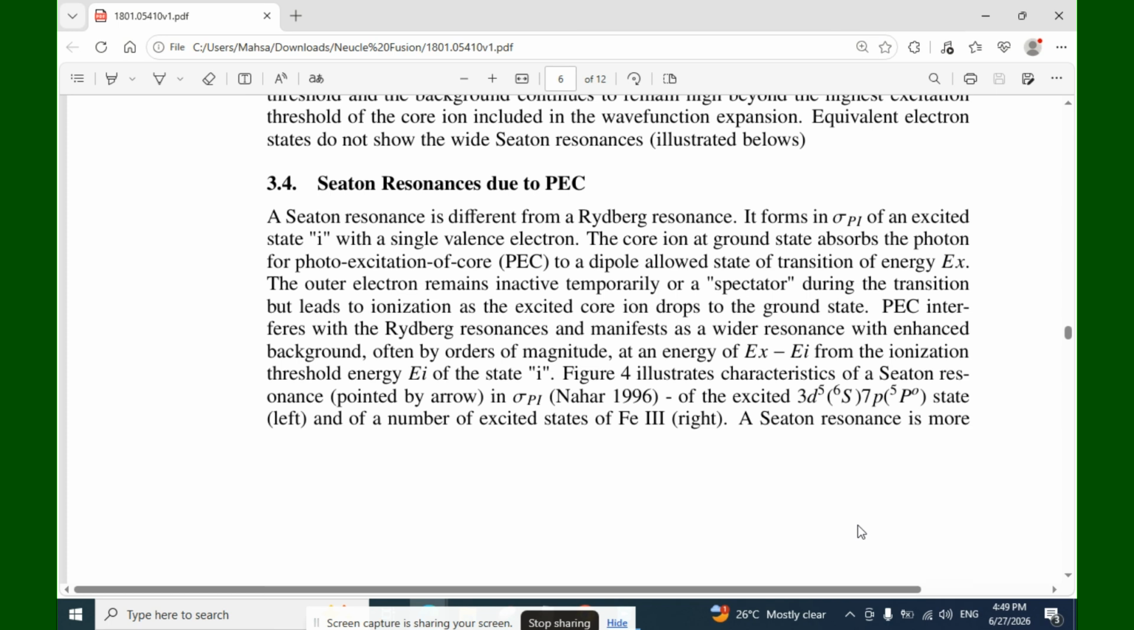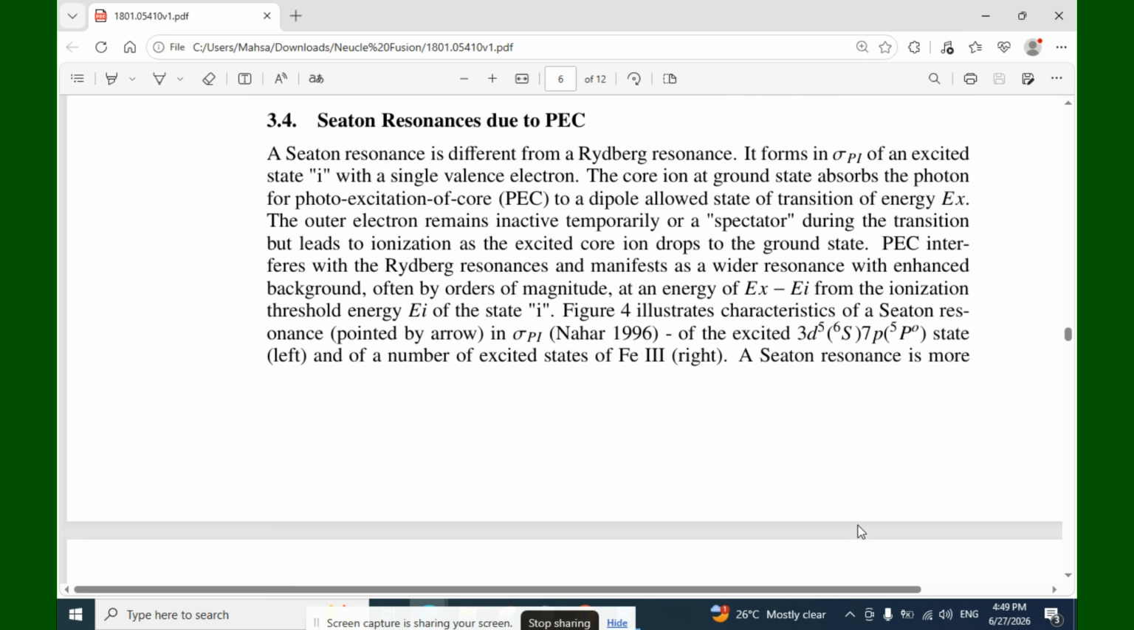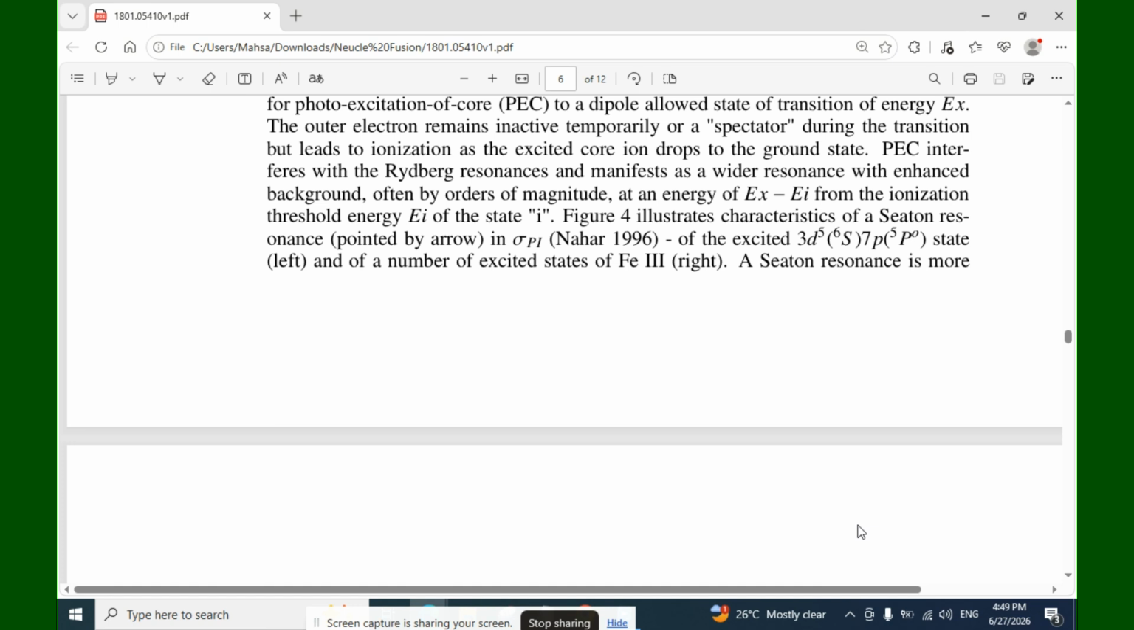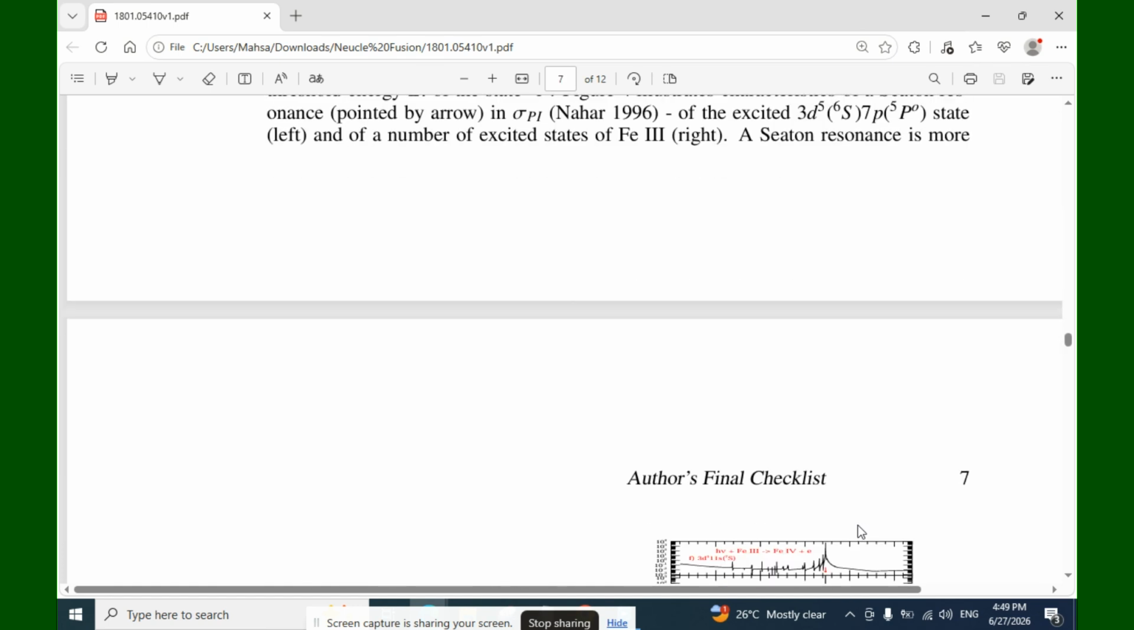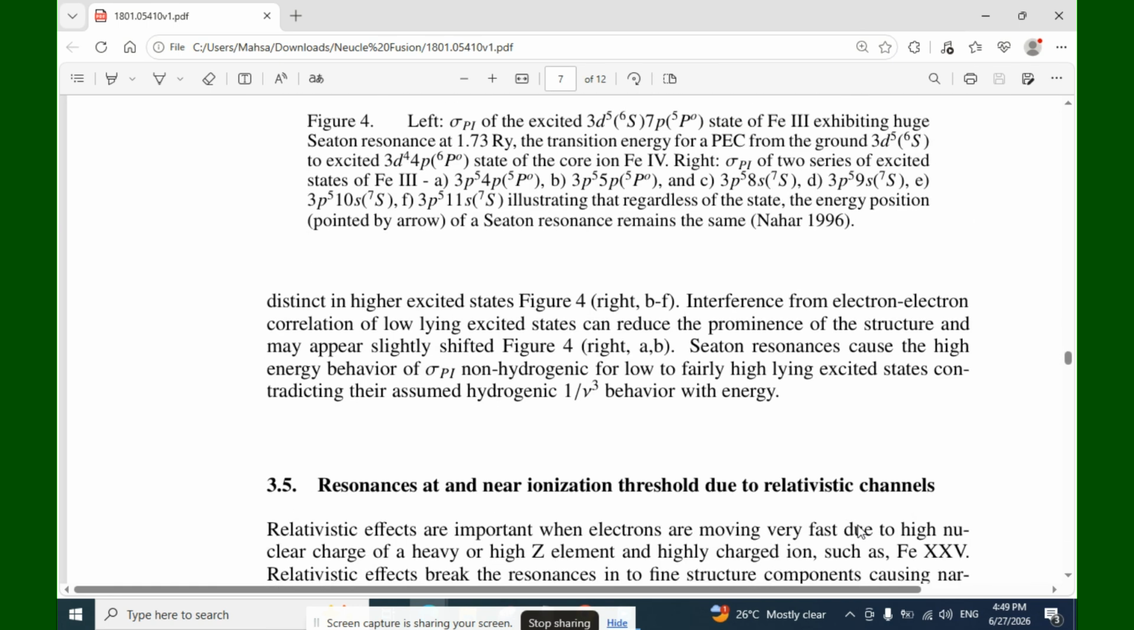Figure 4 illustrates characteristics of a Seaton resonance pointed by the arrow in sigma PI, 1996. They show the excited states on the left side and a number of restricted excited states of Fe III on the right side. Seaton resonance is more distinct in high excited states.